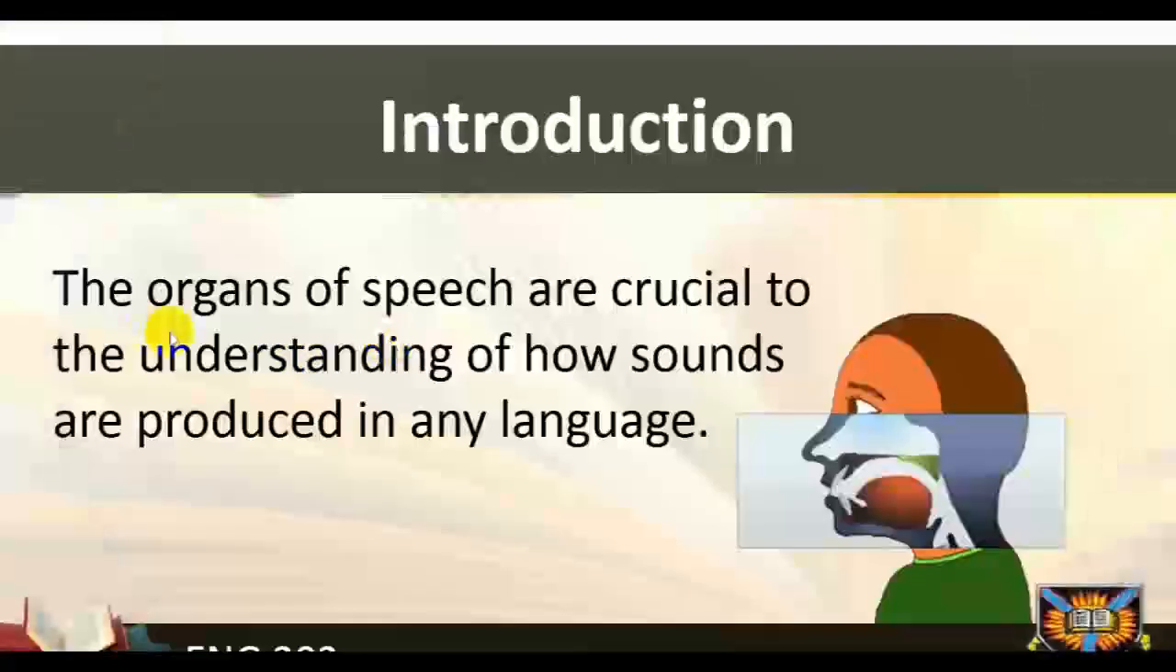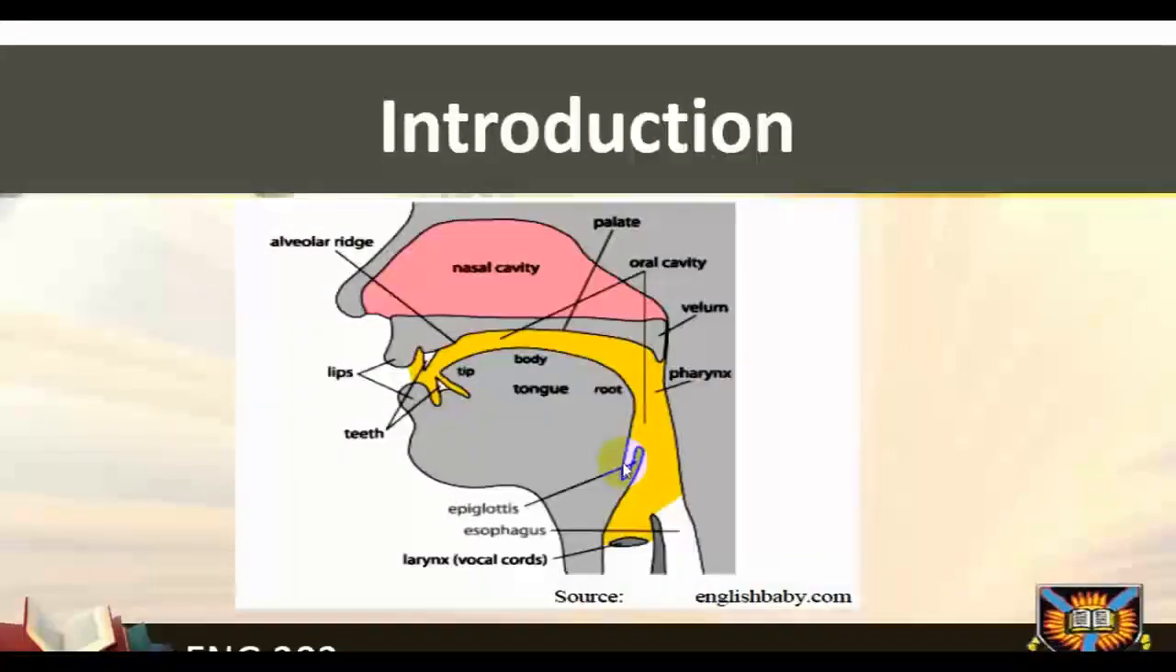Introduction. The organs of speech are crucial to the understanding of how sounds are produced in any language. There is therefore the need to look at each of the organs and how they interact with one another to produce the meaningful sounds we perceive. It is also very important to understand the body of air that is modified in different ways to produce the sounds of language. In this study section, therefore, we'll be looking at the various organs and the airstream mechanism involved in the production of various English sounds.